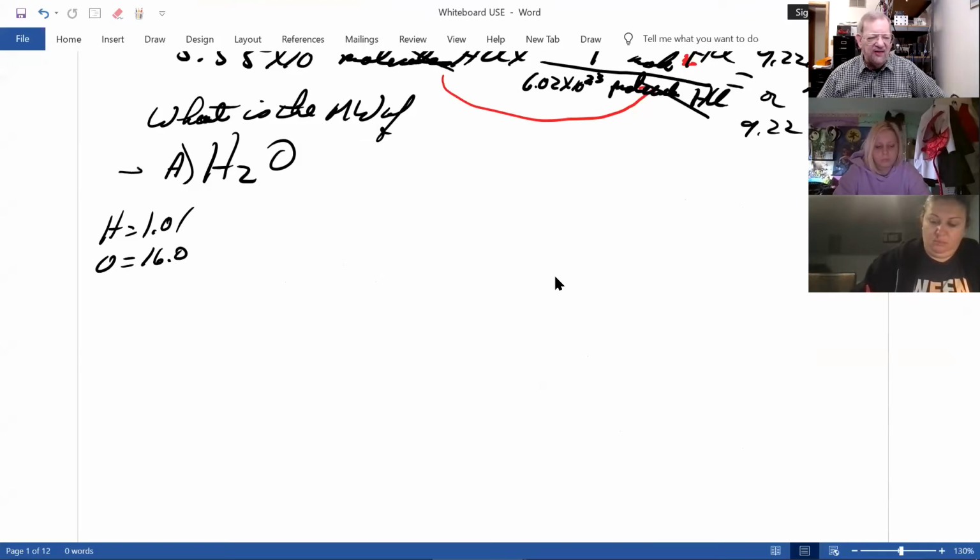And why don't you try this one? What's the molecular weight of water? And this is in case you don't have your periodic table handy. Hydrogen has atomic weight of 1.01 to 3 significant figures, oxygen 16.0.